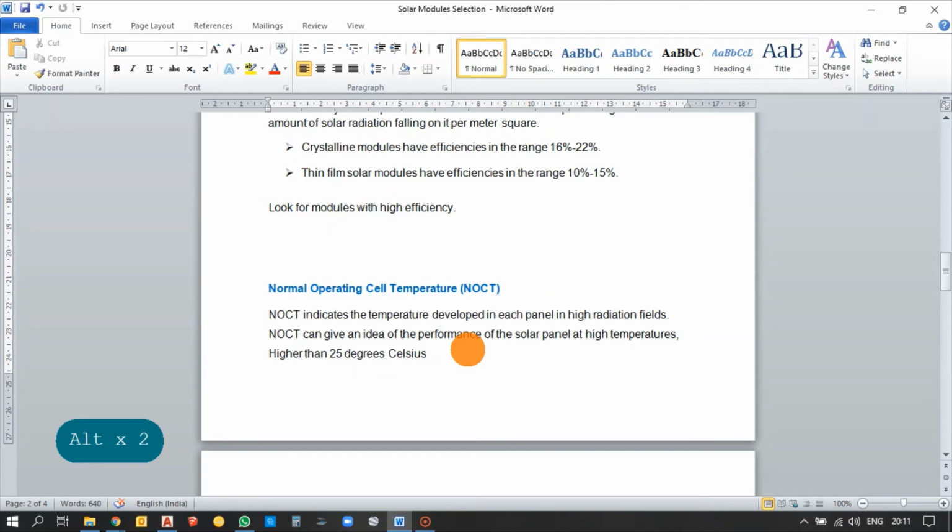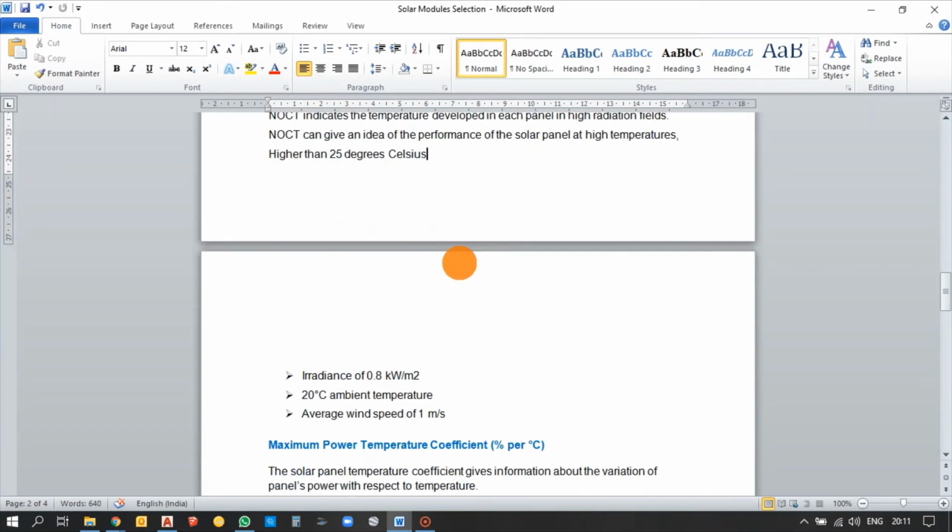NOCT is nothing but normal operating cell temperature. Whenever there is a rise in cell temperature above 25 degrees Celsius, there is a drop in performance of the solar module. So you cannot expect 100% efficiency from the solar module after the rise in temperature. The normal operating cell temperature has certain parameters.